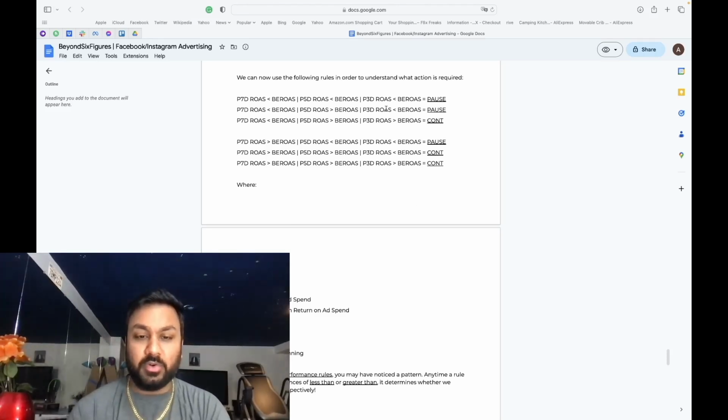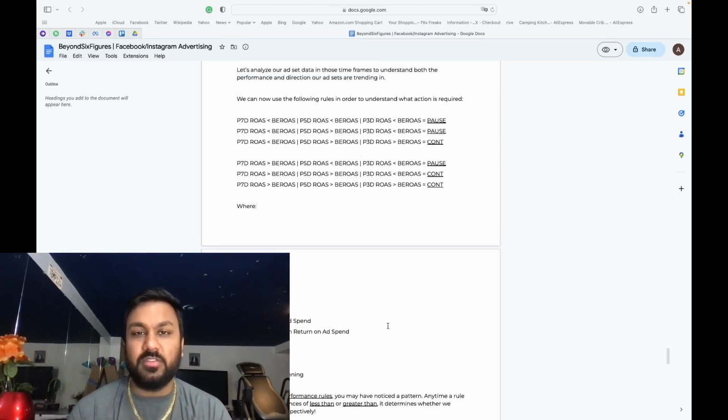Now, from the above rules here, you can probably notice a trend, right? Anytime a rule has 2 or more instances of less than or greater than, it determines whether we actually pause it or continue it. For example, we have 3 incidences, 1, 2, and 3 of less than. That means we pause. Greater than means we continue. Same thing here, 1, 2, meaning we pause. But in this case, we have greater than 2 incidences here, we continue. That's basically what I mean by the trend, and it makes it easier for us to understand. Of course, you guys can simply go ahead and copy this and make sure that you're following this.